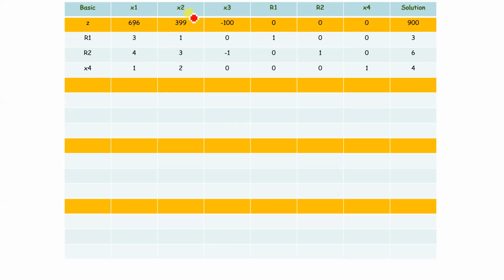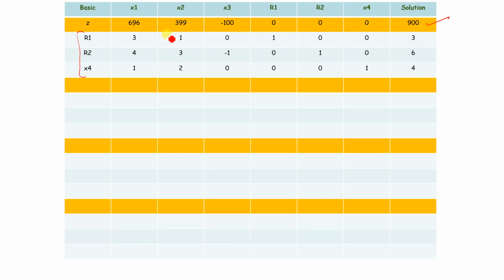696 is the coefficient of x1, 399 is the coefficient of x2, negative 100 is the coefficient of x3, and the coefficients of r1, r2, and x4 are 0, and the initial solution is 900. The initial basic feasible variables are r1, r2, x4, and their solutions are 3, 6, 4 respectively. So now we have to do the iterative process of the simplex method to find the optimal solution.